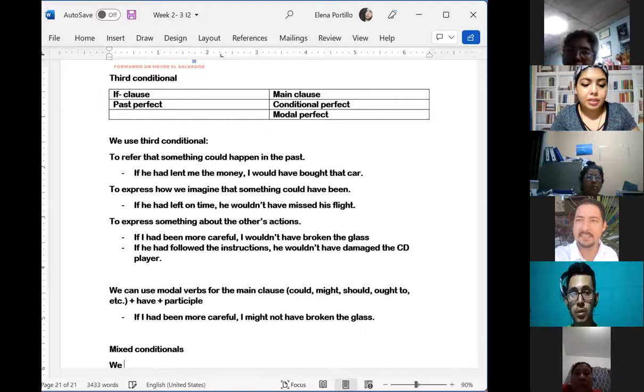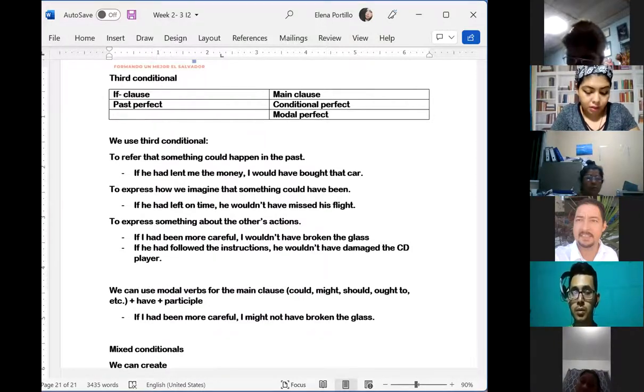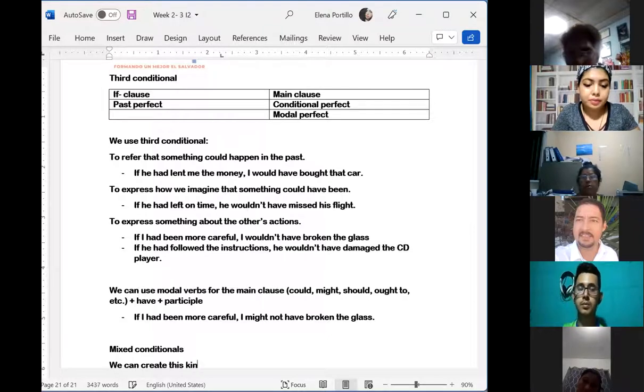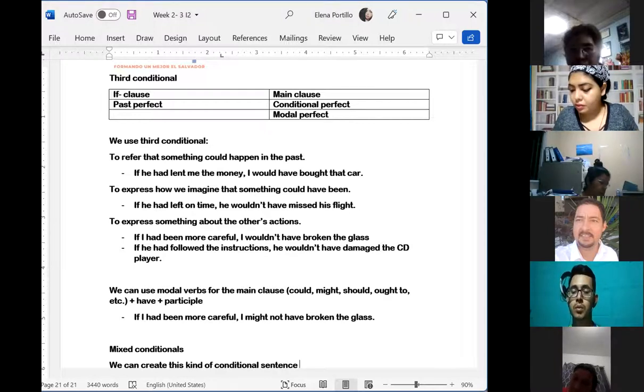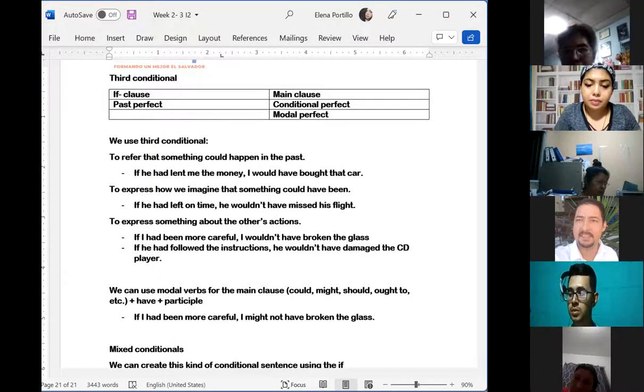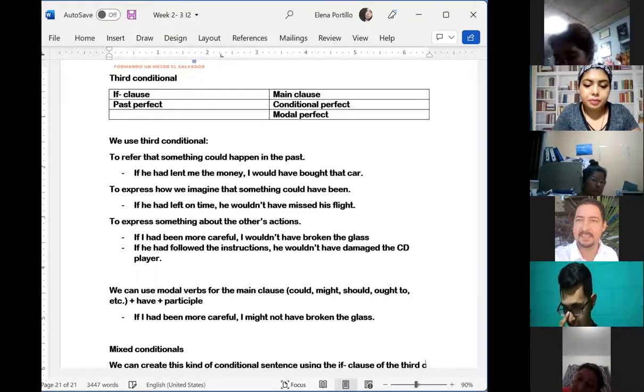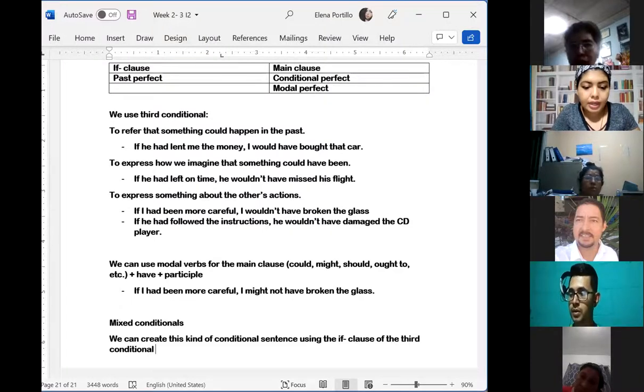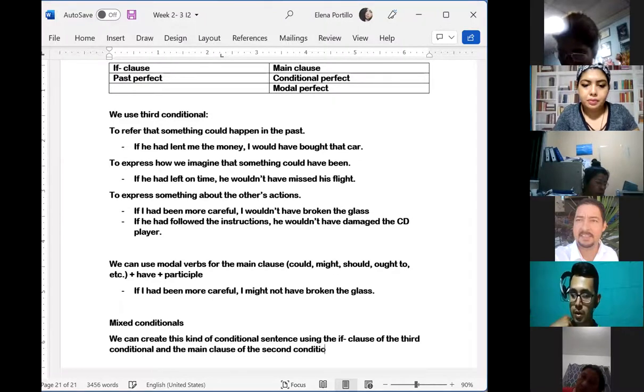So we can create this kind of conditional using the if clause of the third conditional and the main clause of the second conditional.